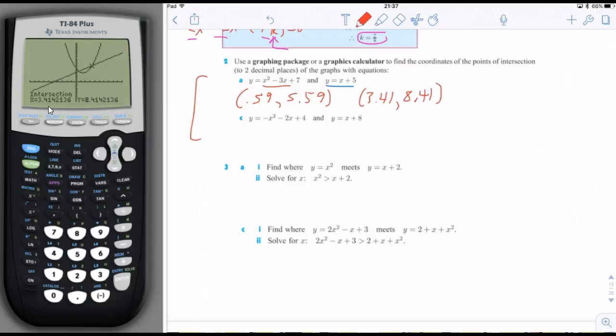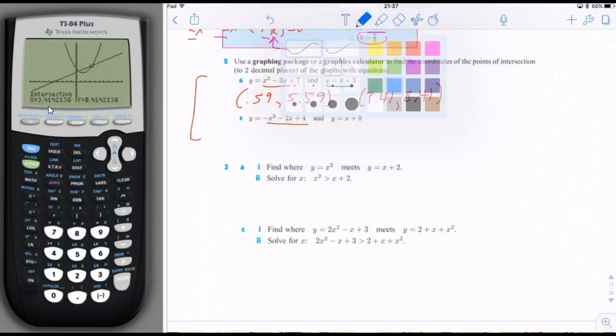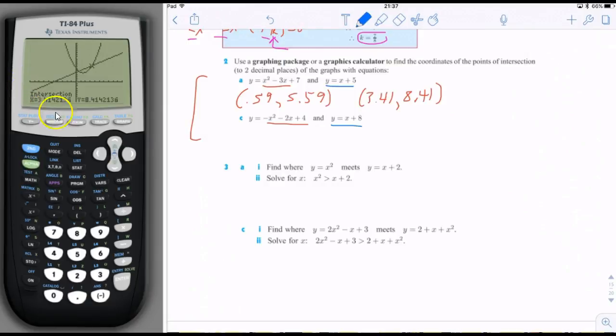Now let's do the next one. It gives us two different ones. There's the quadratic, and there is the line. So we'll go back to y equals, and we're going to put the quadratic, which is negative, and use this negative here, not the minus sign, x squared minus 2x plus 4. And then here we're going to put x plus 8. And then we're going to do second calc and intersect.